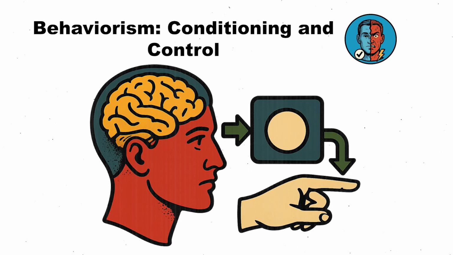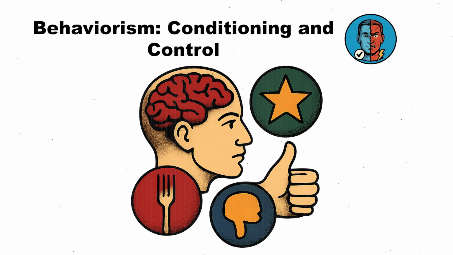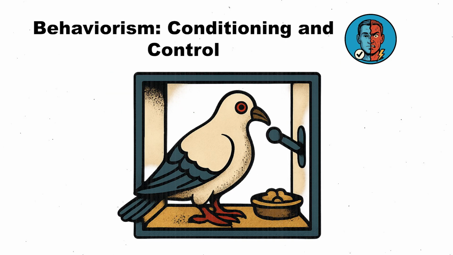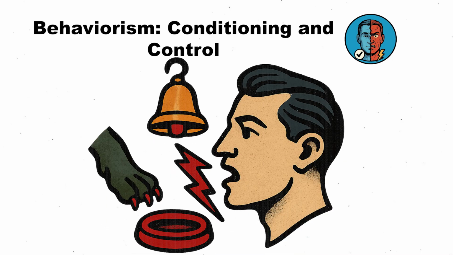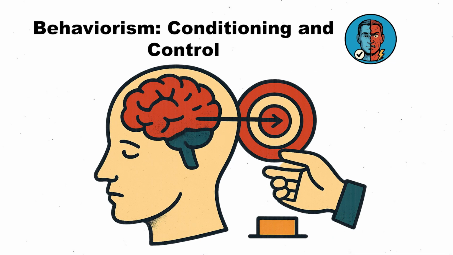Reward a habit, and it strengthens. Punish it, and it fades. Skinner proved this with his famous Skinner box, where pigeons learn to press levers for food. The same logic now powers modern therapy, classroom training, and even marketing. Behaviorism stripped psychology down to its simplest form: measurable reactions, revealing that much of what we call choice may actually be conditioning in disguise.